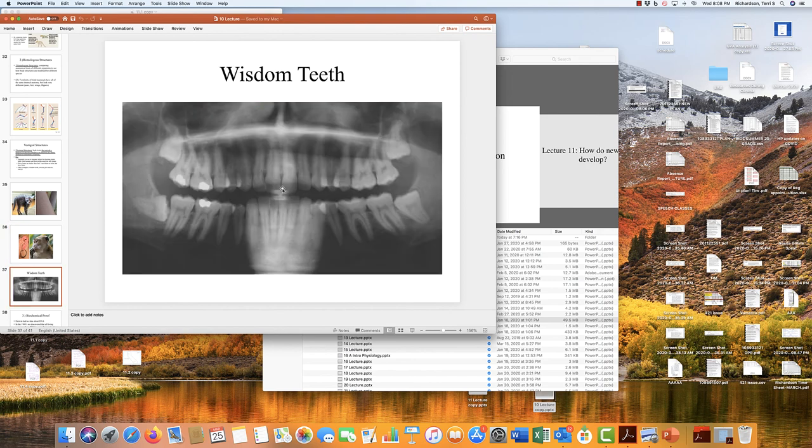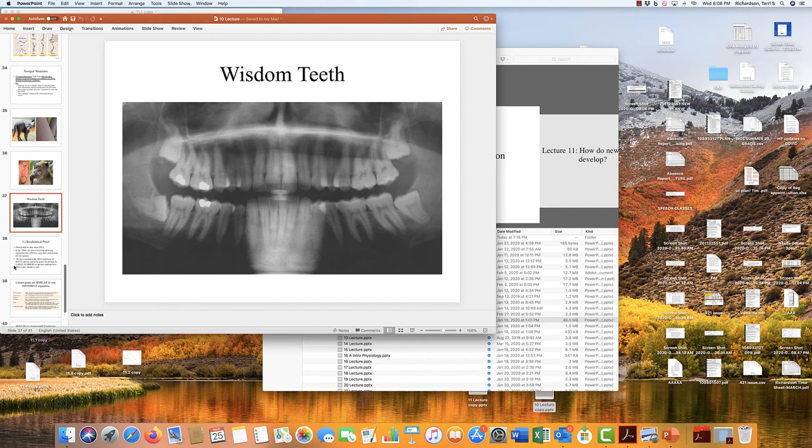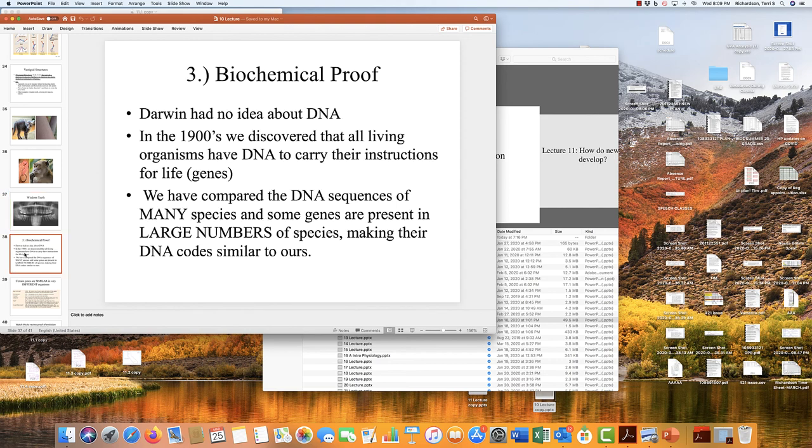Wisdom teeth is another one. I know some of you have had your wisdom teeth out. Look at that. What could possibly be the purpose of having teeth all the way up there like that? All it does is cause us trouble. But again, back in the day when we weren't cooking our food, cutting up our food, we were just eating it raw. We needed those teeth to be able to eat that stuff. So, homologous and vestigial structures. Know what we're talking about and know the difference.